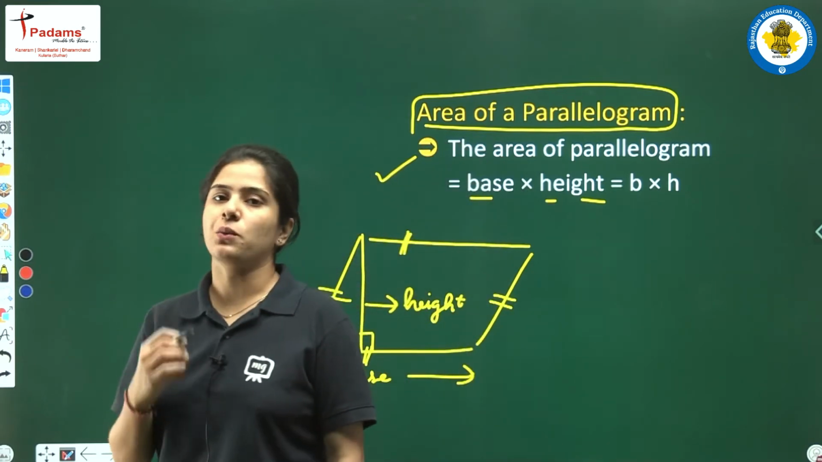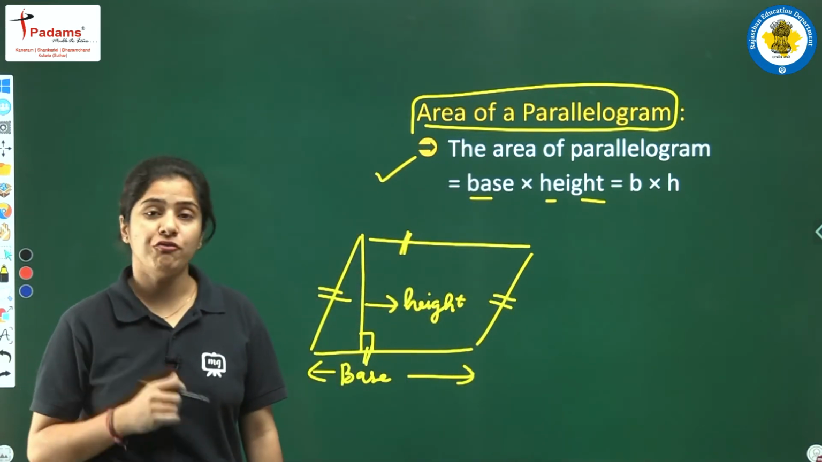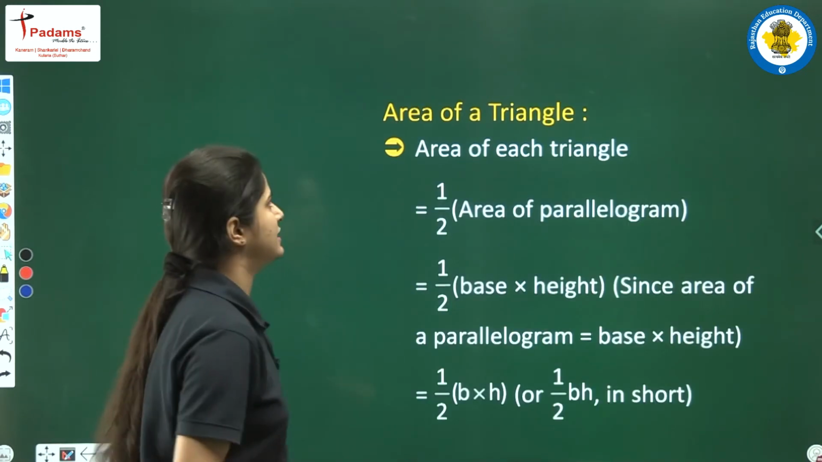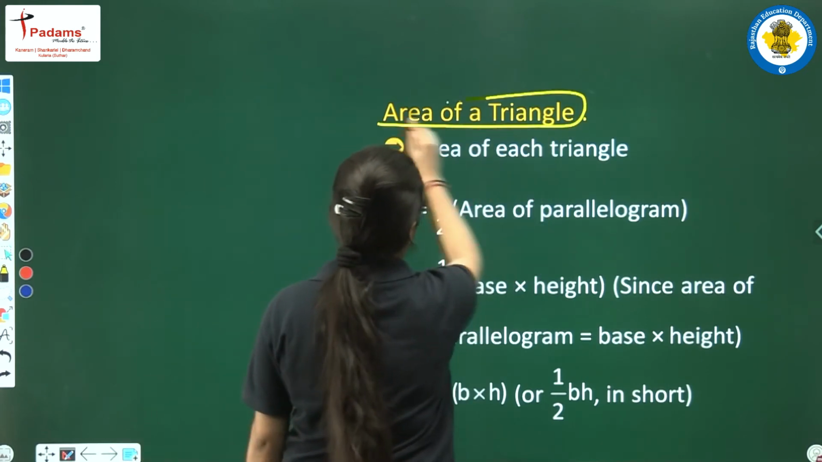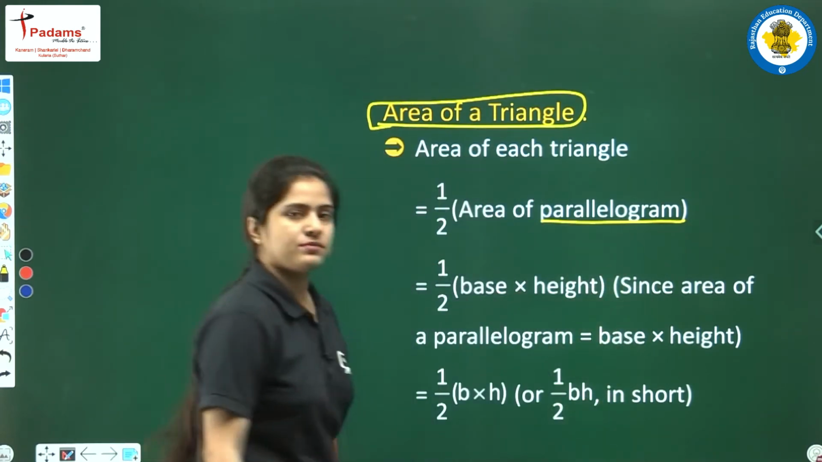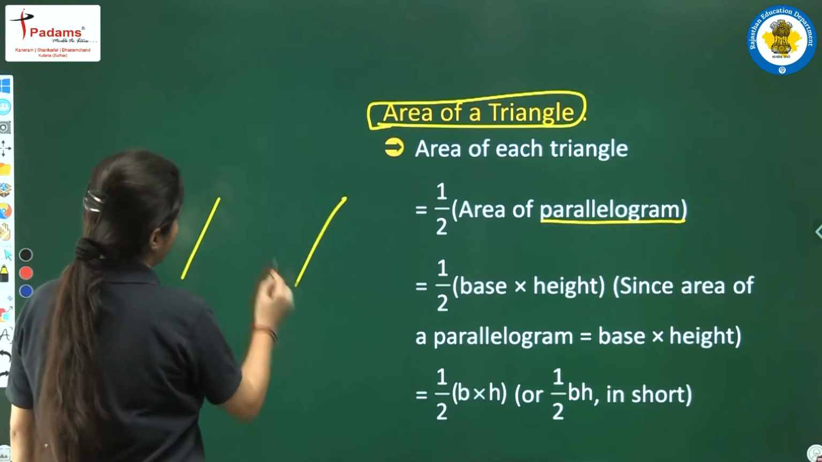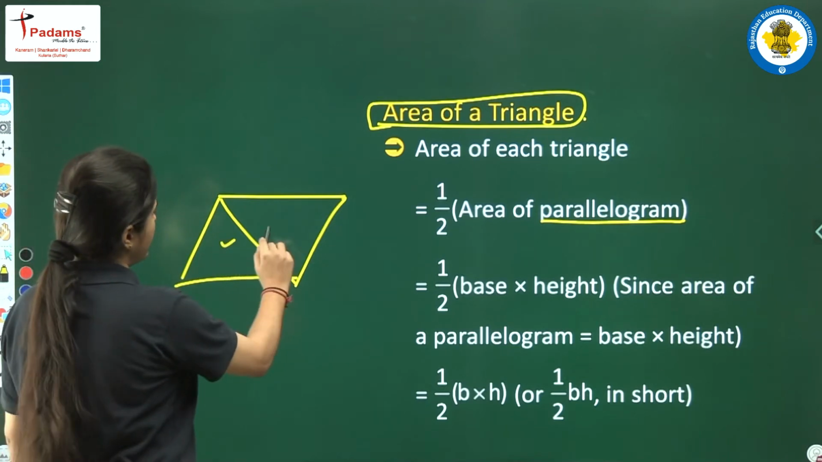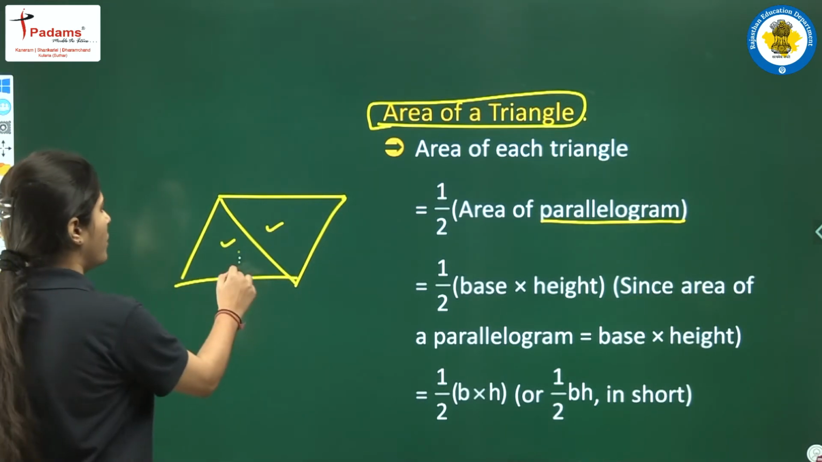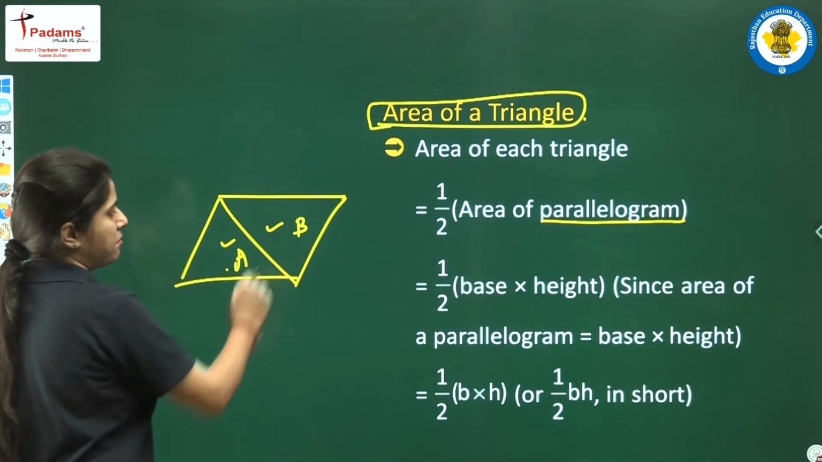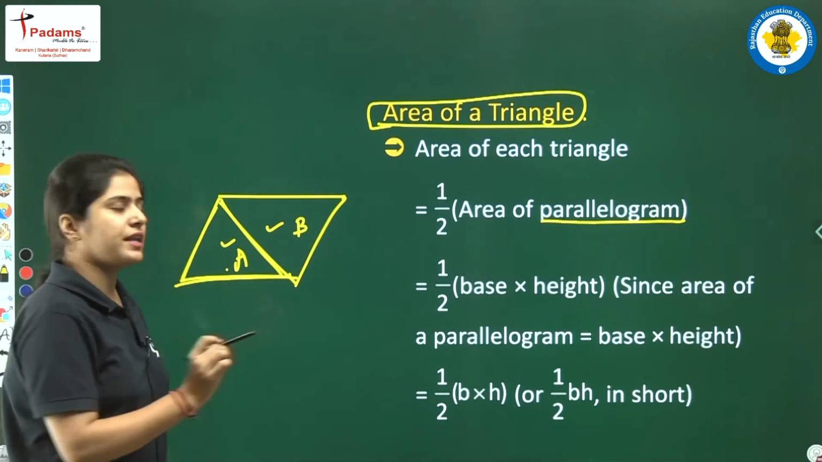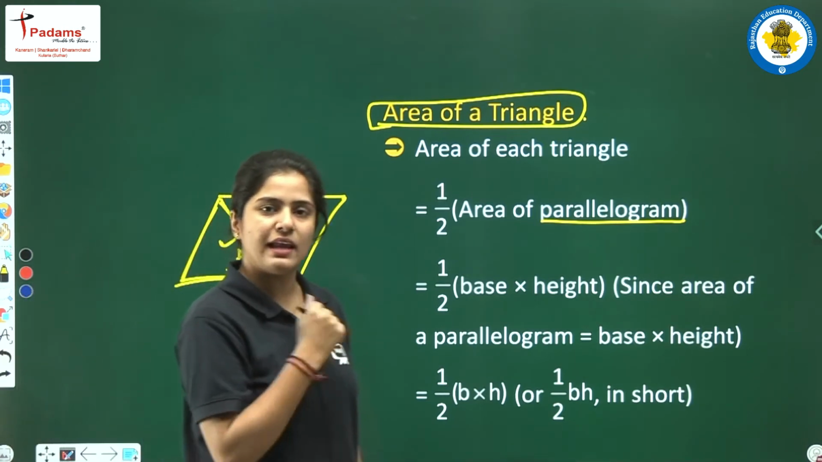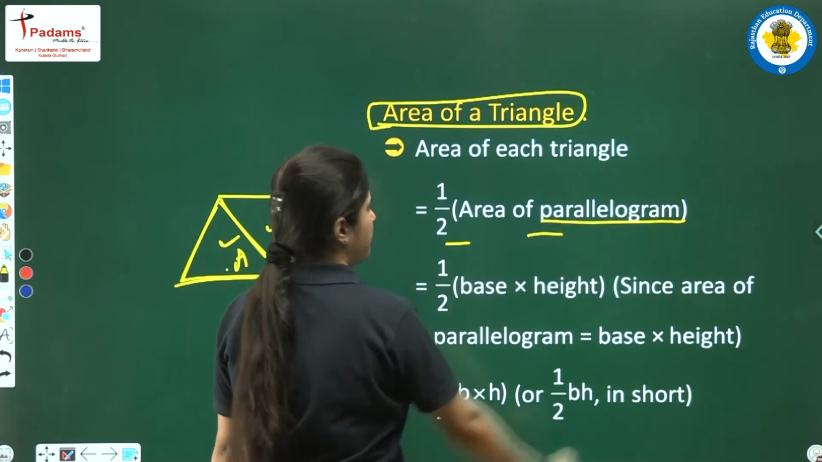Now if you want to have the area of a triangle based upon the parallelogram, students, then what is it? Have a look. Area of triangle based upon parallelogram. If this is a parallelogram and I'm cutting it into two parts, how many triangles are there? Two triangles are there, 1 and 2, like A and B. Then if I need to find out the area of each triangle, it is equal to half of the area of the parallelogram, right?